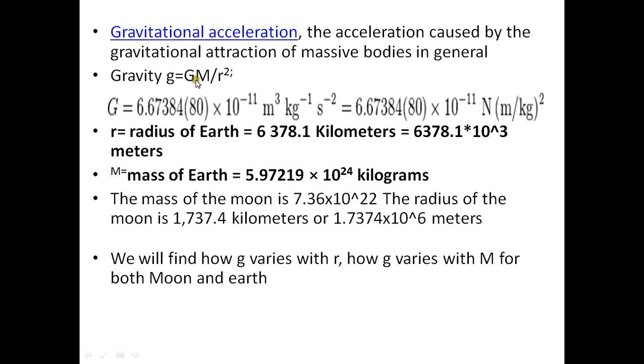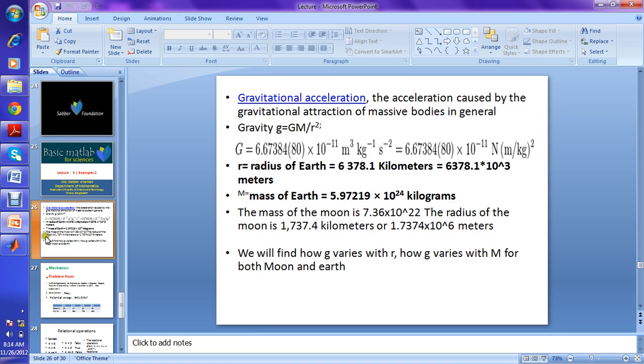We will also see how acceleration due to gravity, g, varies with distance from the center of the body. That means if we decrease or increase the r, then how g can vary. So we'll also see that. Okay, let's go to Matlab then.